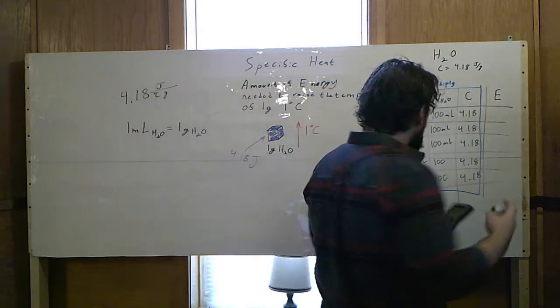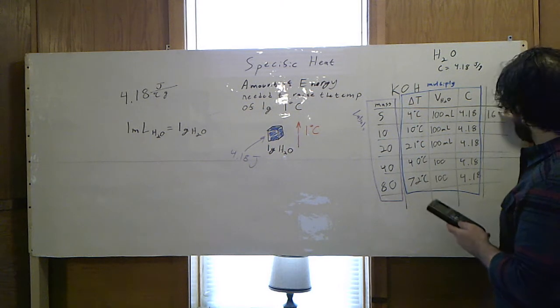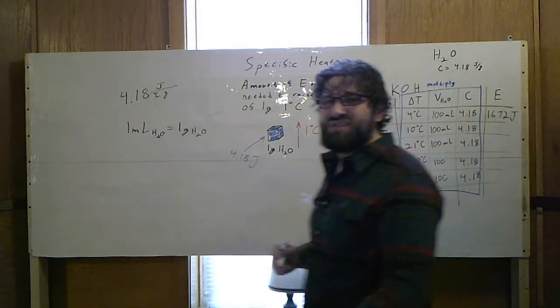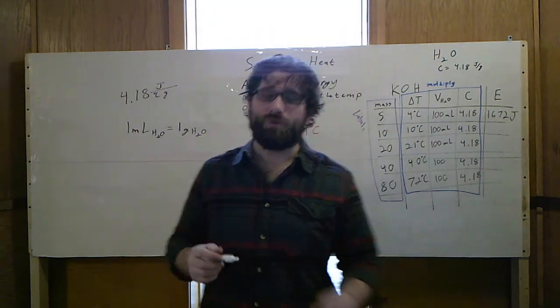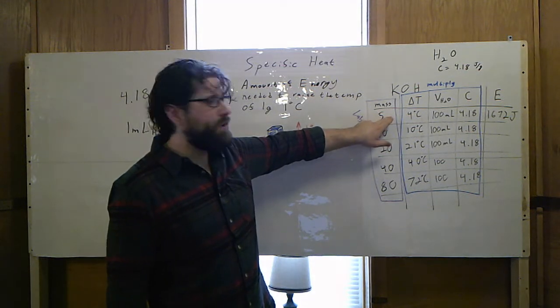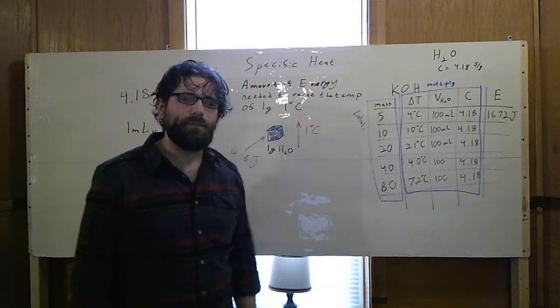It is 1,672 joules. So 1,672 joules were released when I put 5 grams of potassium hydroxide into the water.